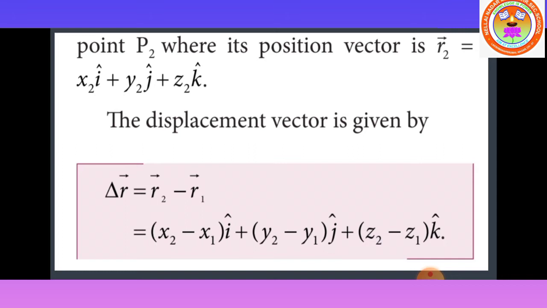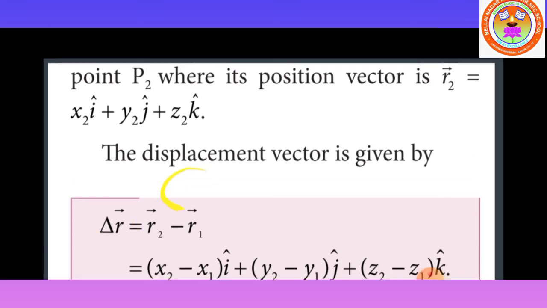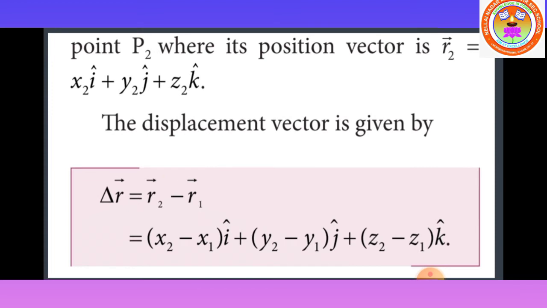So from these points P1 and P2, we are going to calculate the displacement vector. So what is the meaning of displacement? Displacement means it is the difference between the 2 points. So we can write the difference between the two positions as the del r vector. That is, del r vector is equal to the difference between the final position and the initial position, that is r2 vector minus r1 vector.